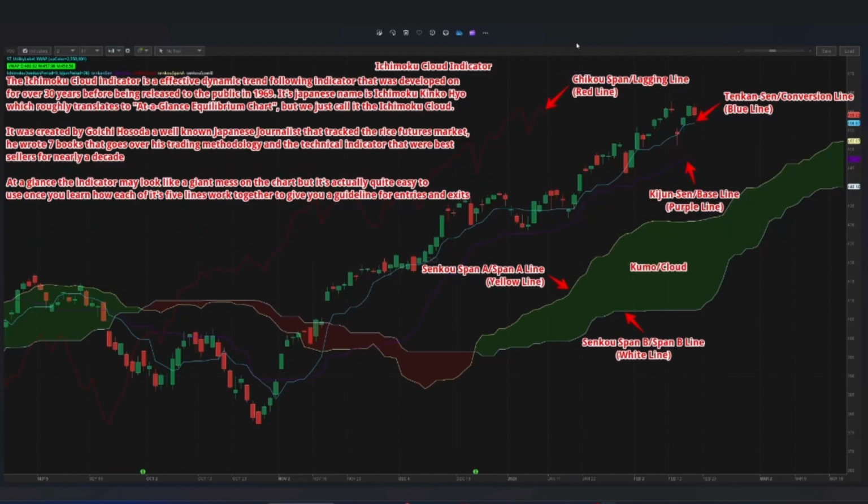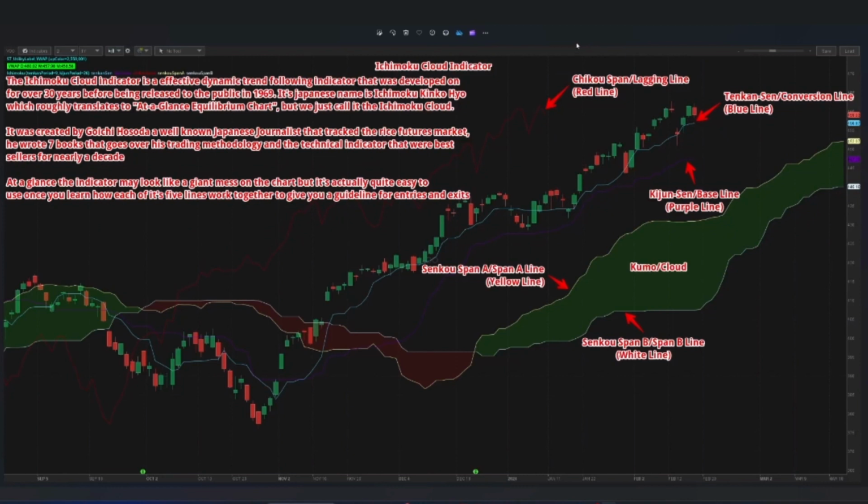It dropped out of use a little bit after a decade, but it had a resurgence back in the 90s, and now it's still popular in Japan. A lot of funds in Japan actually use the Ichimoku Cloud indicator as a basis for their trading algorithm. So it's a pretty time-tested, effective trading indicator.